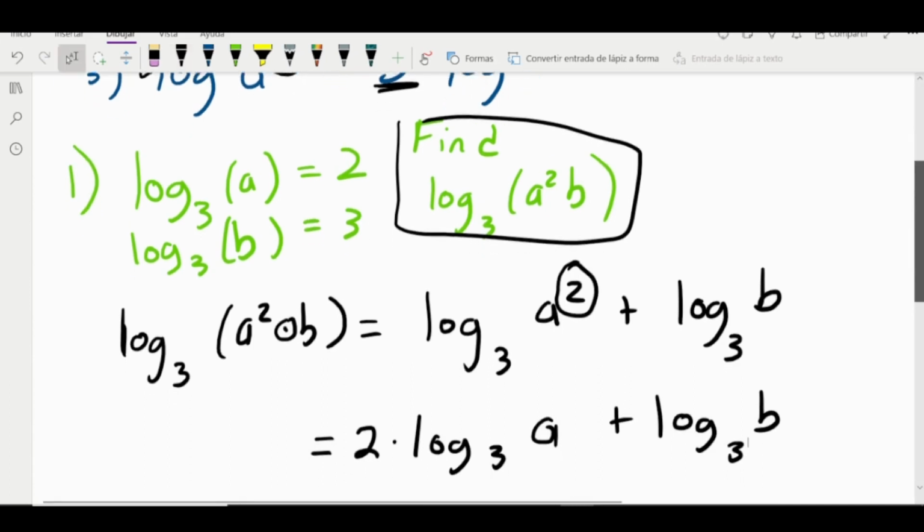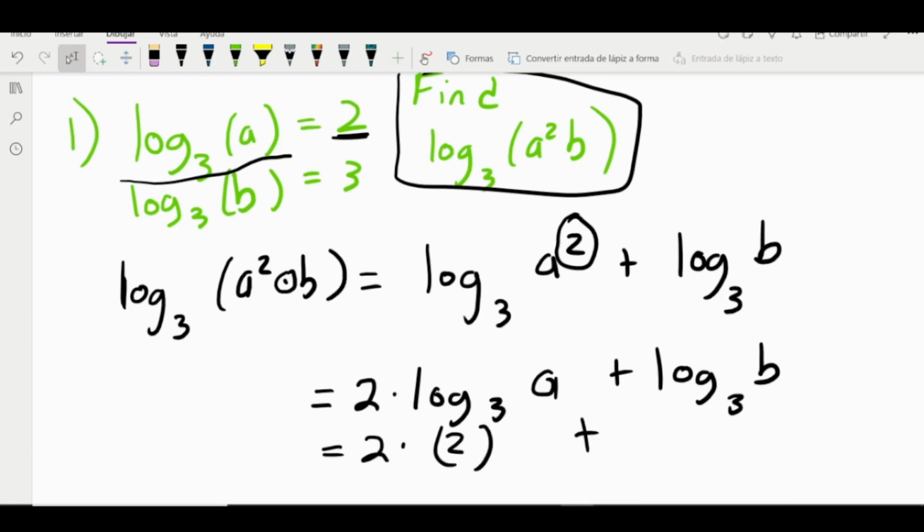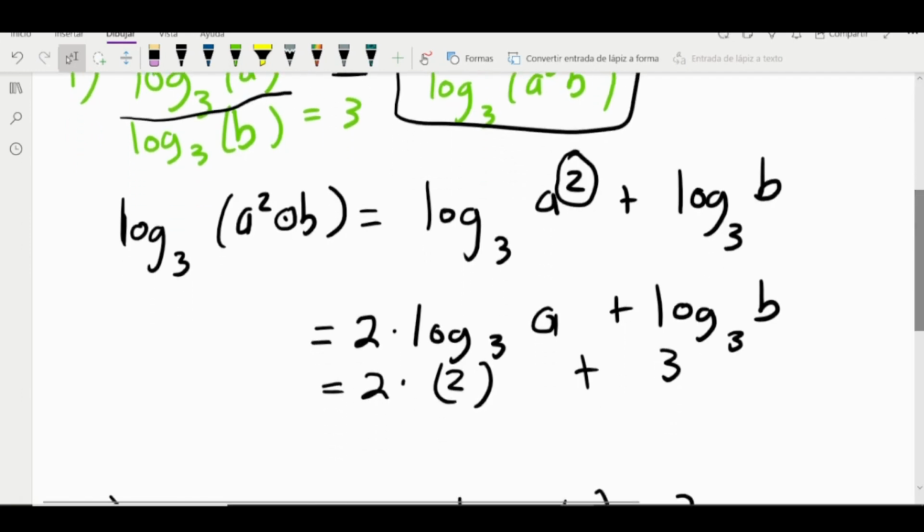For this, the only thing we need to do is apply the values. Here we have 2 times logarithm base 3 of a, which is 2, and also we apply the substitution: logarithm base 3 of b is 3. So plus 3. We can solve this: 2 times 2 is 4, plus 3, so that's 7, and that's the answer. Let's solve another one.